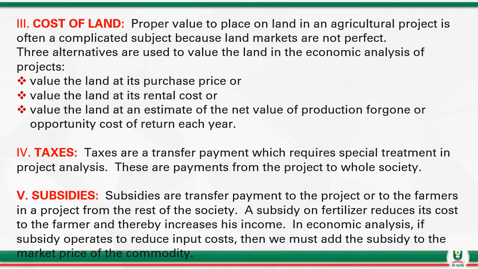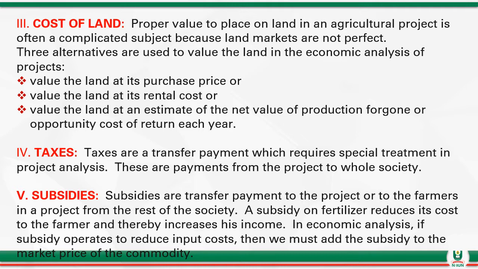So the next cost here is taxes. Taxes are transfer payments which require special treatment in project analysis. These are payments from projects to the whole society. Then we have the last one, the fifth one here, which is subsidies. Subsidies are transfer payments to the project, or to the farmers in a project, from the rest of the society.